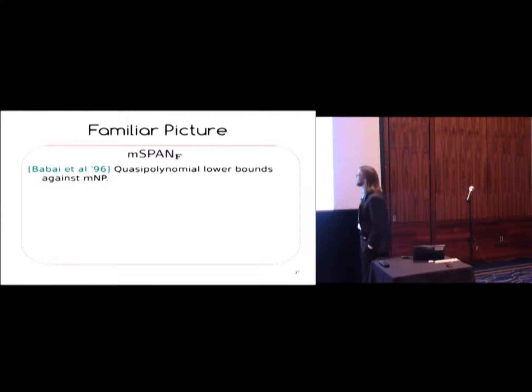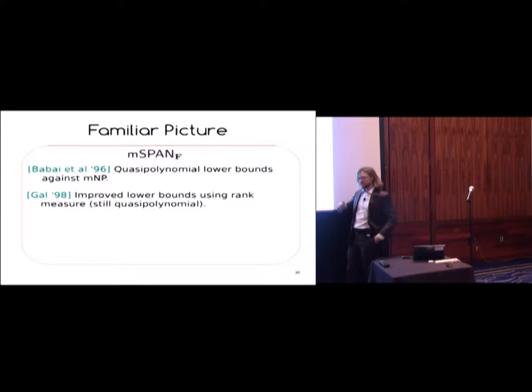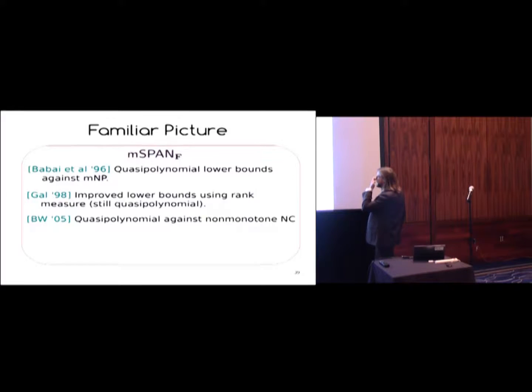So the first major paper getting super polynomial lower bounds was by Babai et al. back in '96. So they proved quasi-polynomial lower bounds against a function in monotone NP. And Gál cleaned up and formalized these results using something that we'll call the rank measure, but still quasi-polynomial for NP. And we can improve this NP lower bound, but it goes down to a non-monotone NC.